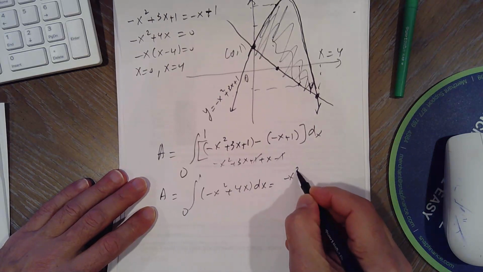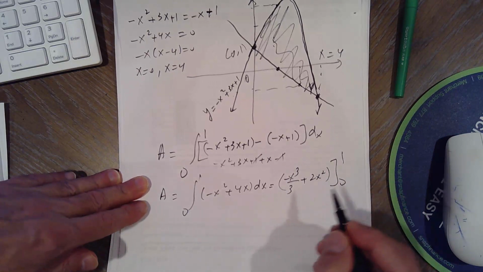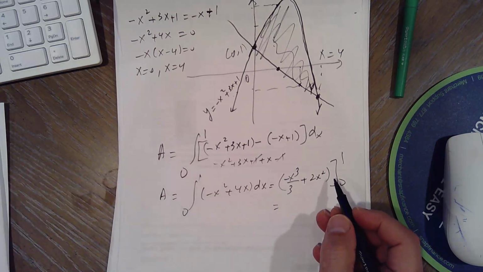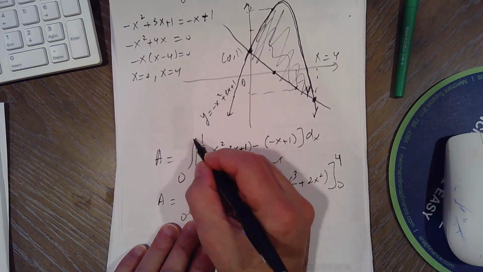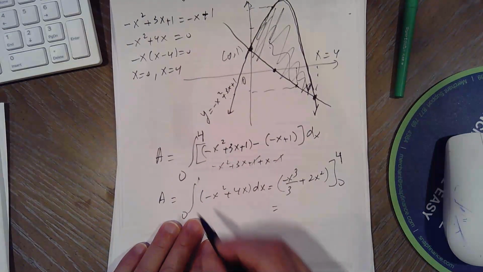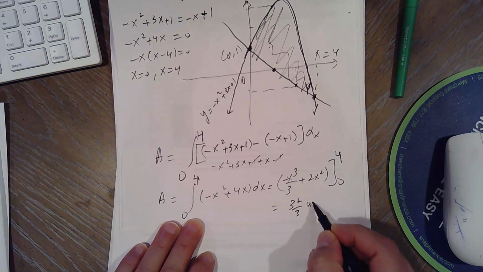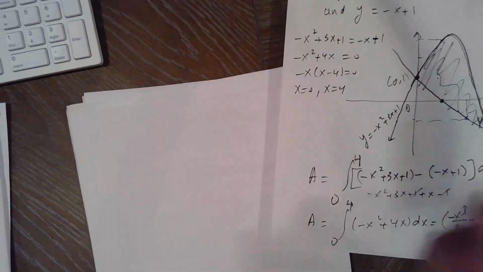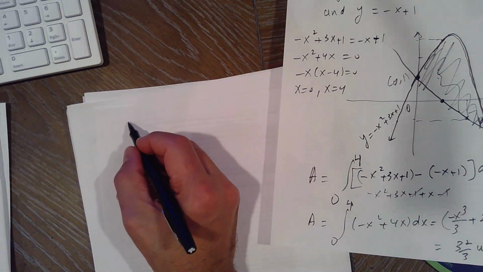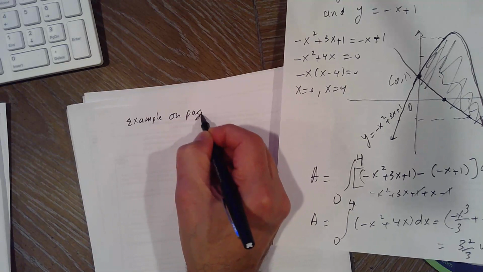So it's negative x cubed over 3 plus 2x squared between 0 and 4, I'm sorry. And it's going to be 32 over 3 units squared. You can check my math. Now, since you've already seen this, you need to do the example on page 5. It's done for you in the notes, but work it out, okay?